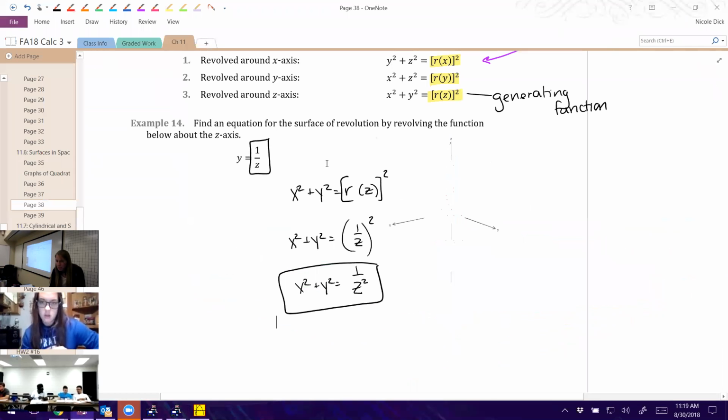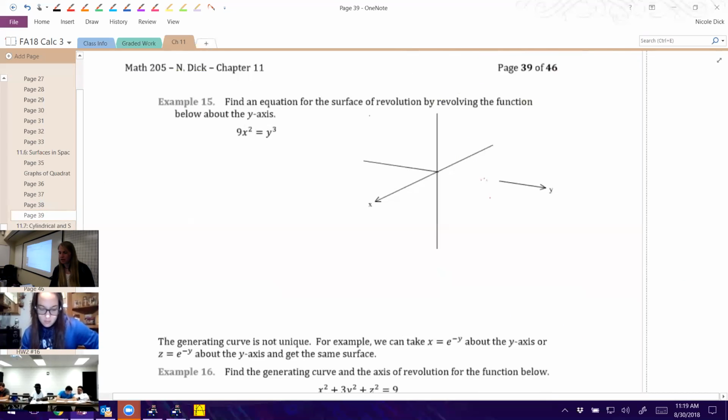Now, for this problem, it said y equals 1 over z. If the same thing was asked of us for x equals 1 over z, the answer would be no different. When we're working with these surfaces of revolution, there are multiple ways we can generate them. As long as the radius is in terms of z, we don't care if it's x equals or y equals, it's going to work out. And this next example illustrates that too.